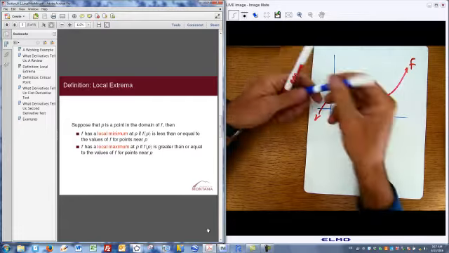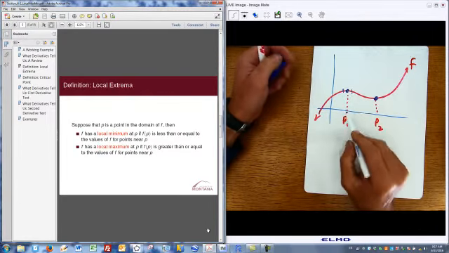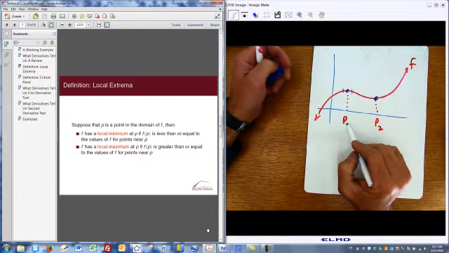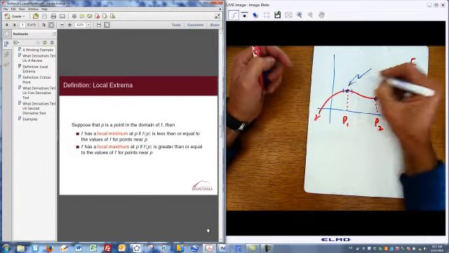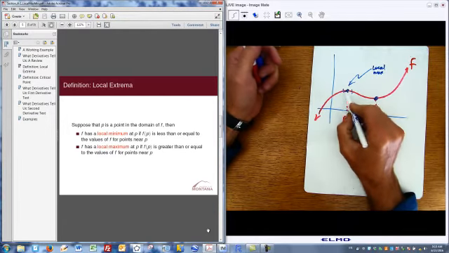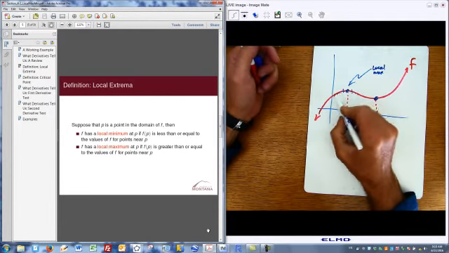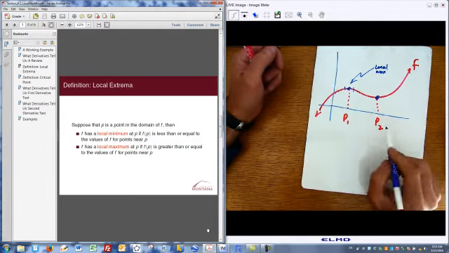near P, right? If I'm in this region about P, then the values of f near P are less than f of P1. And so that's a local maximum because these little points are less than f of P1 in P1's neighborhood.